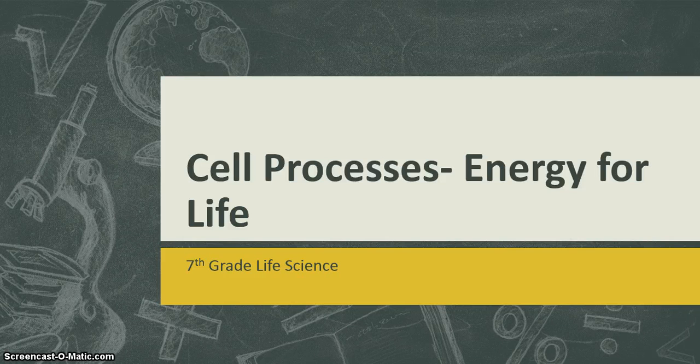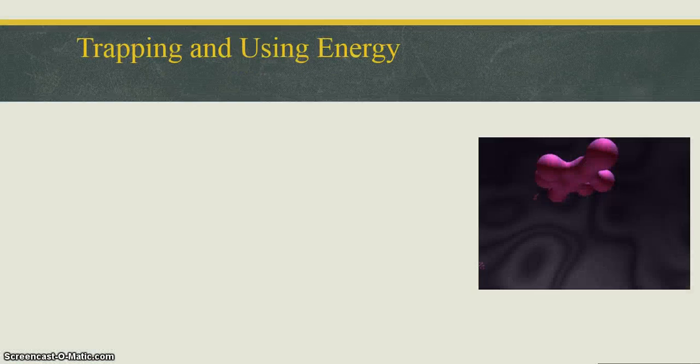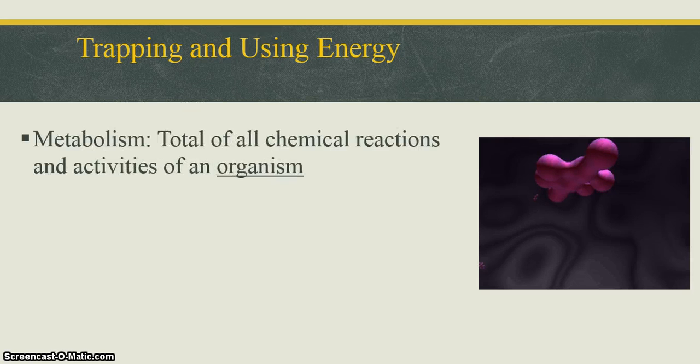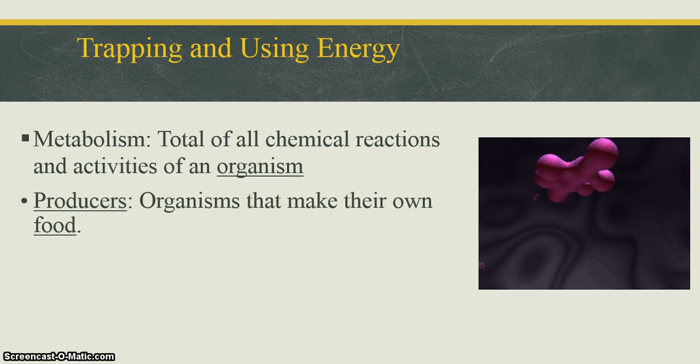Cell processes, energy for life. So cells need to be able to trap and use energy. And all of the chemical reactions that happen within an organism, those are referred to as their metabolism. Okay, so metabolism is all of the things that are happening where that organism is trapping and using energy.